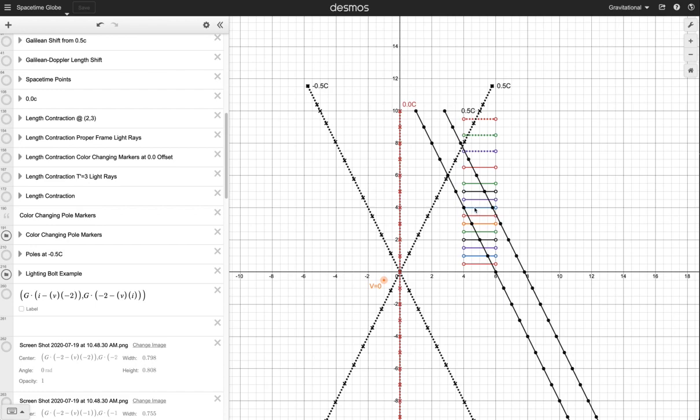So in order for the pole to pass through the barn, both doors have to be open at the same time from the pole's perspective.